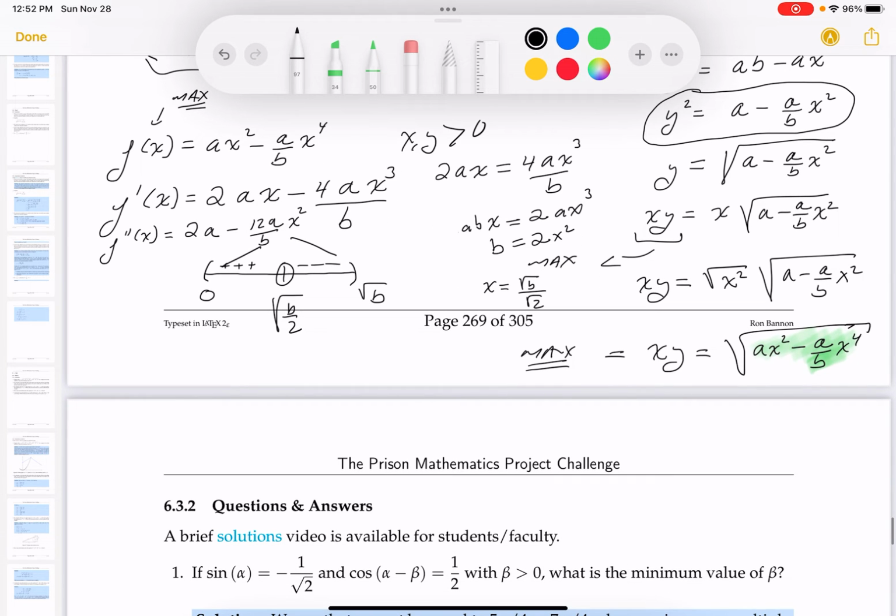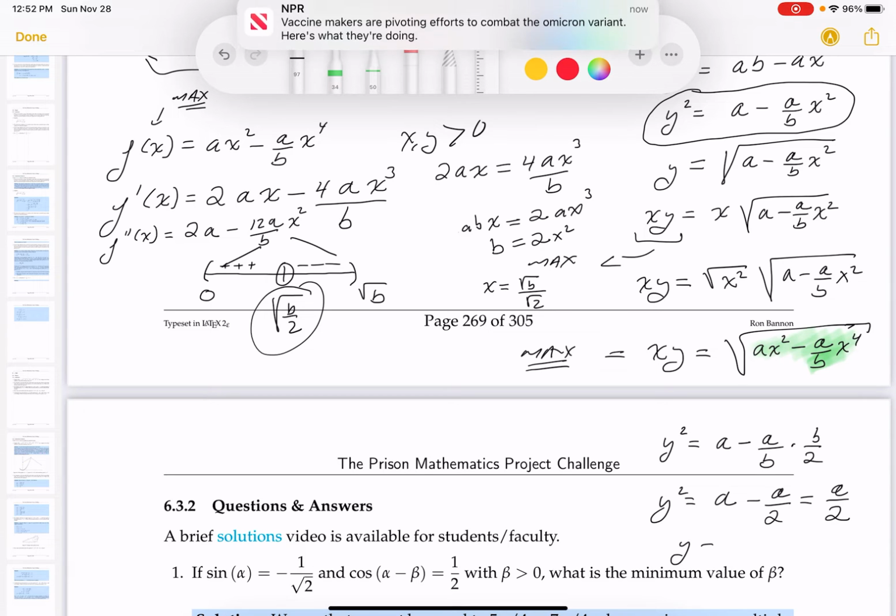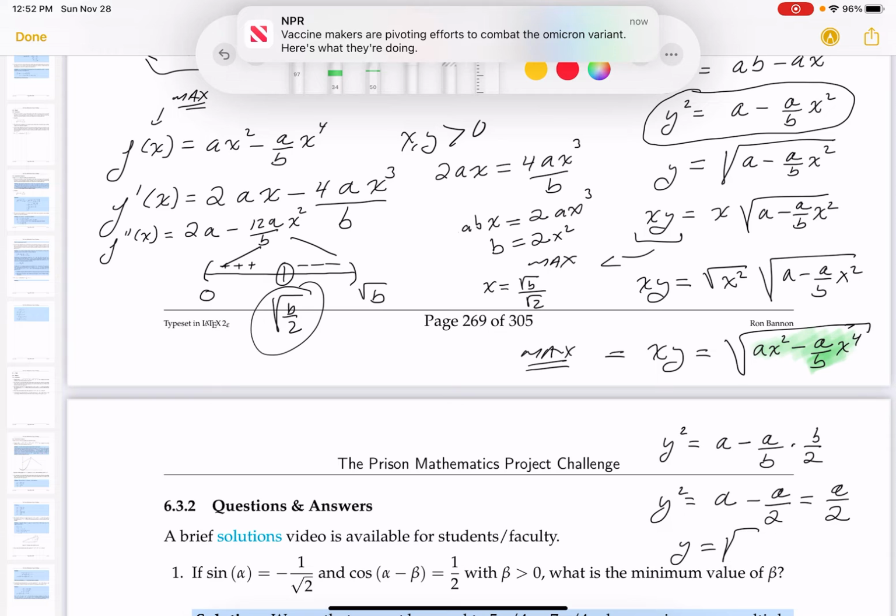And let's write this down now. y squared is equal to a minus a over b times, I have to square that b over 2, which would be b. I'm squaring the root of b over 2, which is b over 2. So y squared would equal a minus a over 2, which is going to be a over 2. So what's y equal to? And again, we're in the first quadrant, so it equals the root of a over 2.